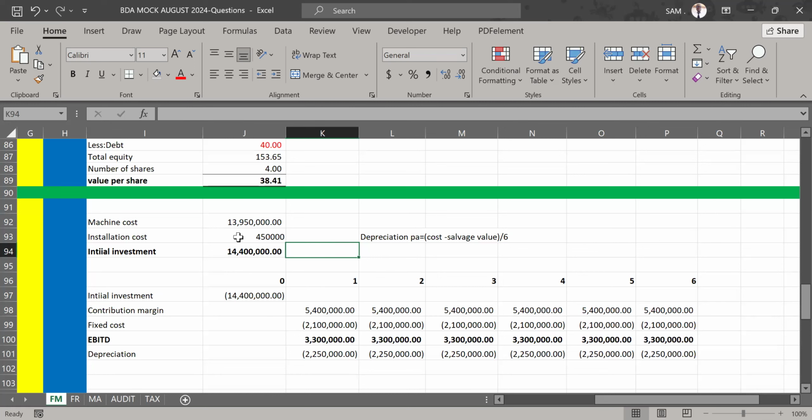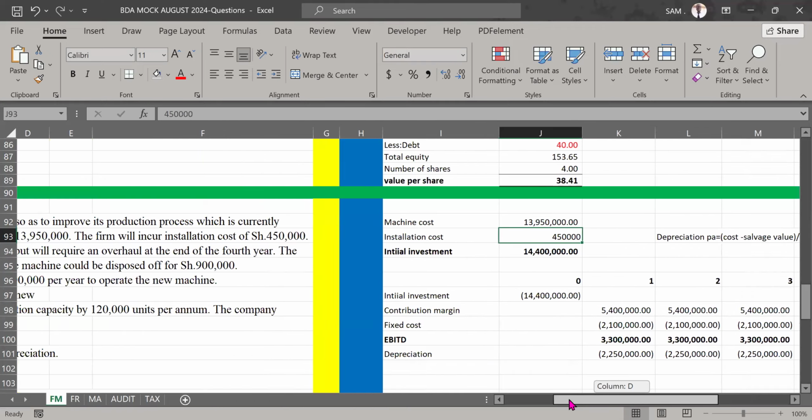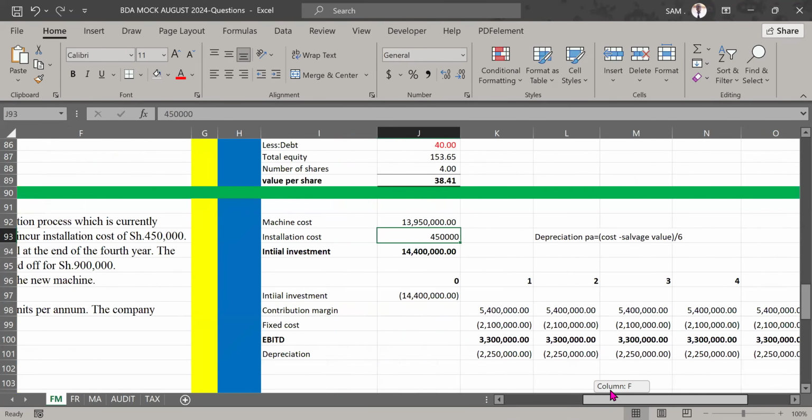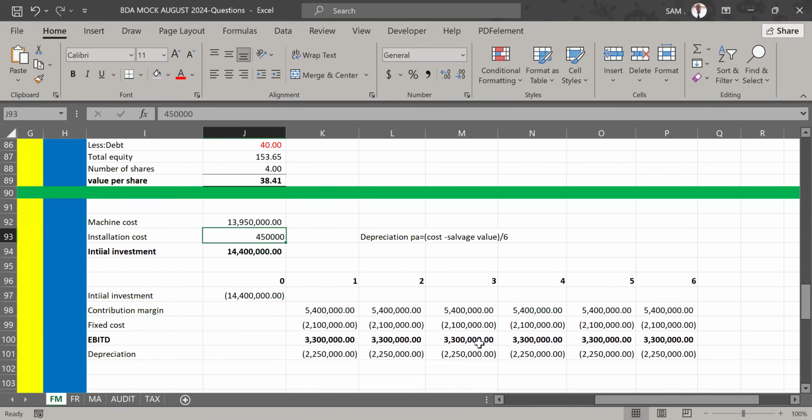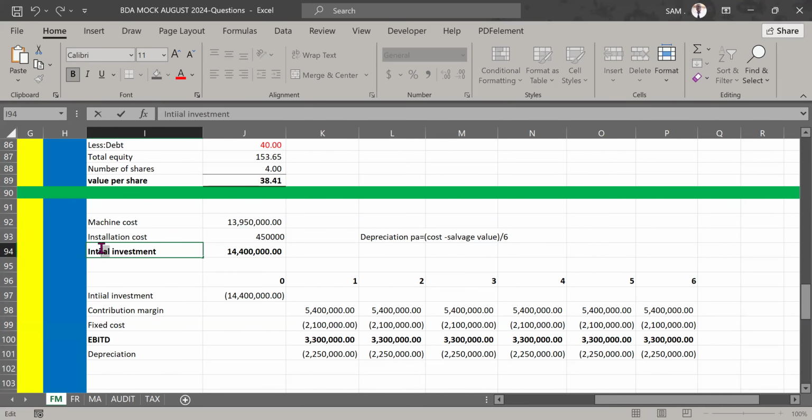Installation cost was 450,000, as given in the question there. Then I remember the way we agreed and discussed last time that you capitalize any installation cost because it is part of bringing the machine into use, to make the machine ready for use. We capitalize the installation cost of the machine to be part of the total cost of the machine at the start, right? And we call it initial investment.